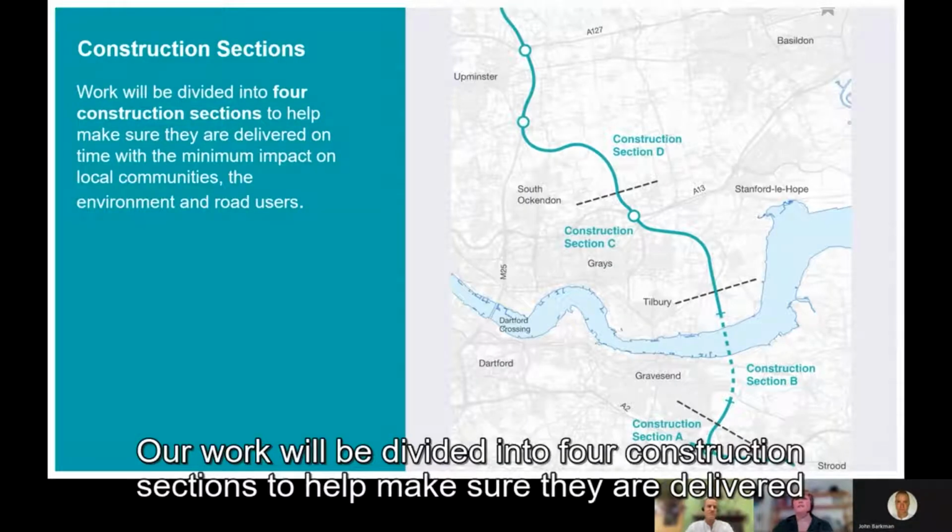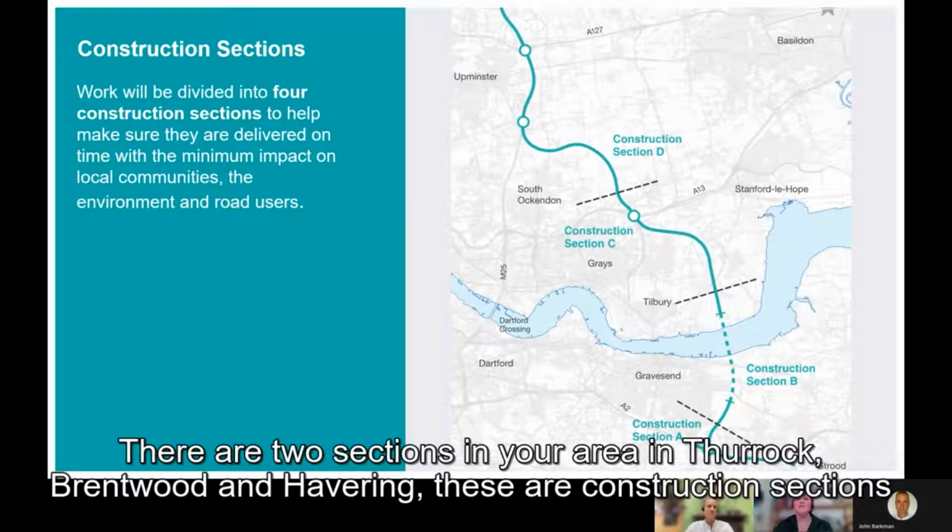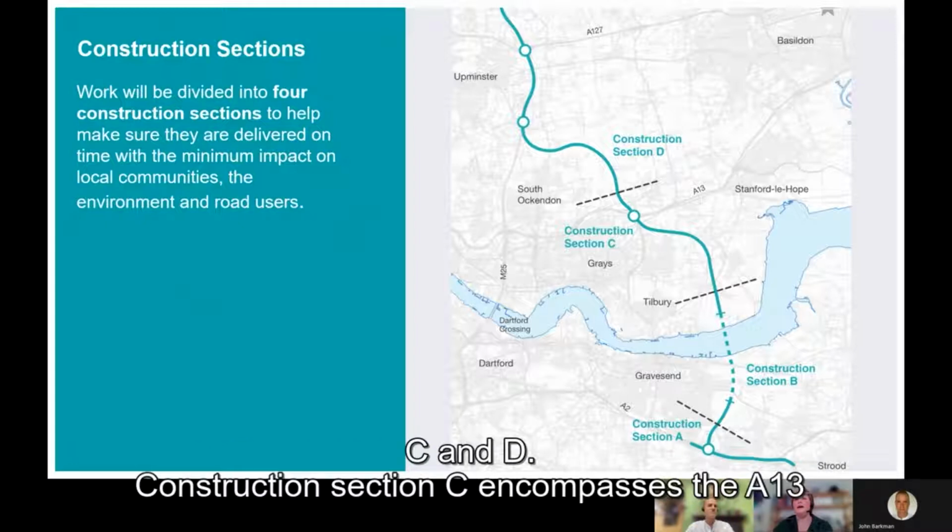Our work will be divided into 4 construction sections to help make sure that they are delivered on time with the minimum impact on local communities, the environment, and road users. There are two sections in your area in Thurrock, Brentwood and Havering. These are construction areas C and D.